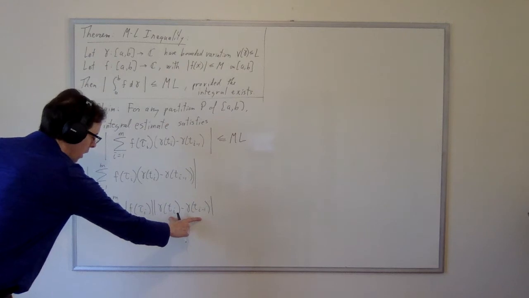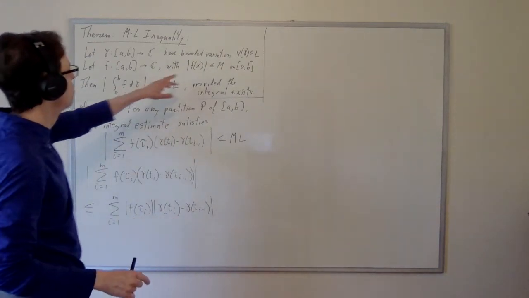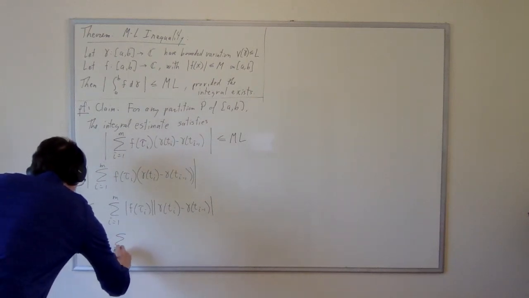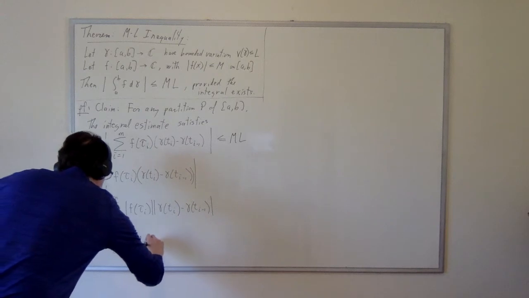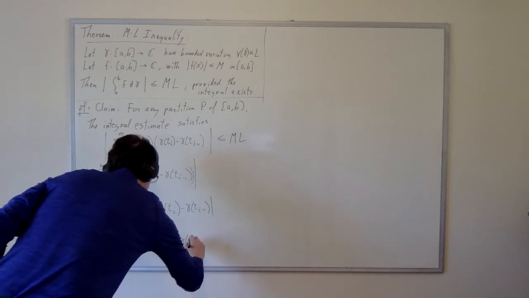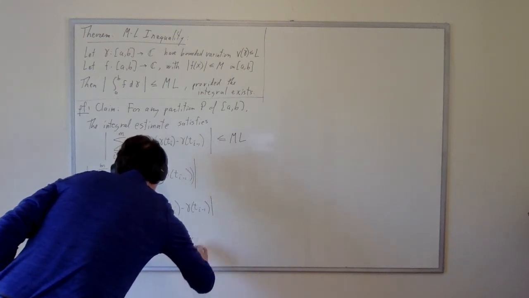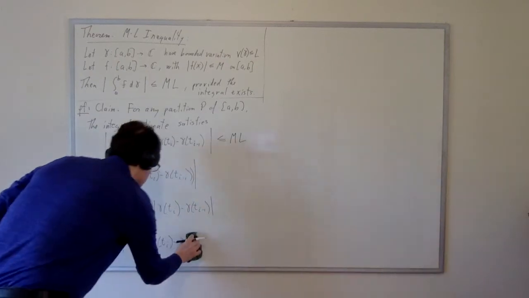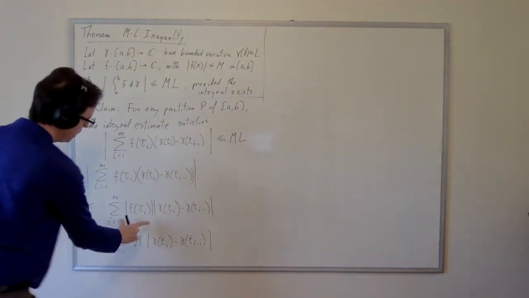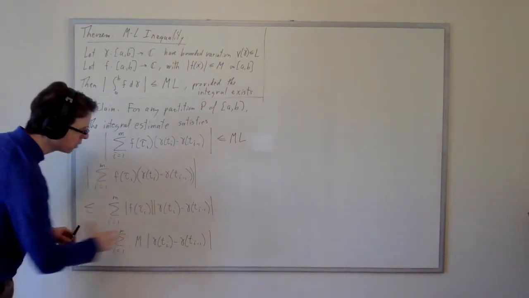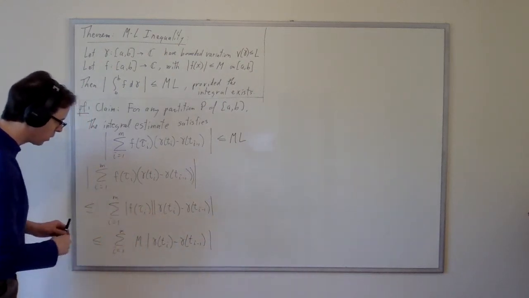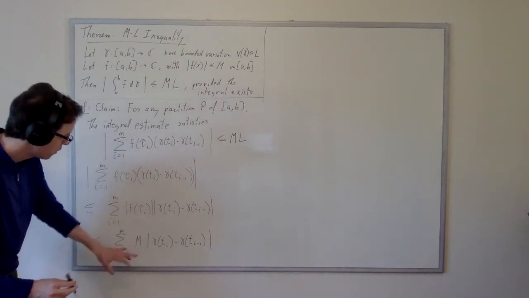Now, these things are all non-negative, and these things are all bounded above by M by assumption. And so this is going to be less than or equal to the summation, i equals 1 to m, of M times the modulus of γ of t_i minus γ of t_{i-1}. Those bounds are going the right direction because these terms are non-negative. If that were a negative term, then using the upper bound for M would reverse the inequality, but it's non-negative, so that's fine.